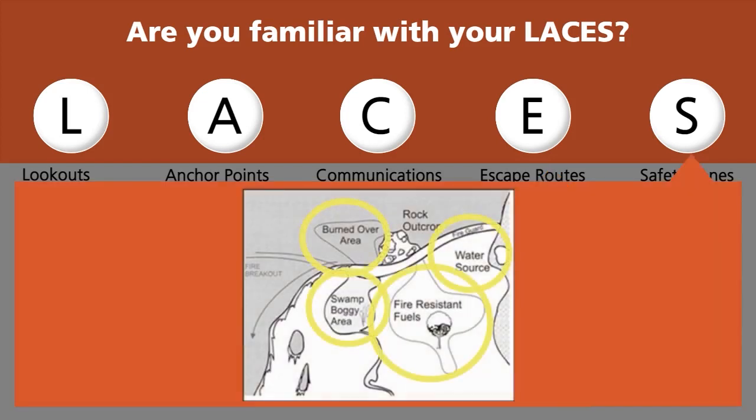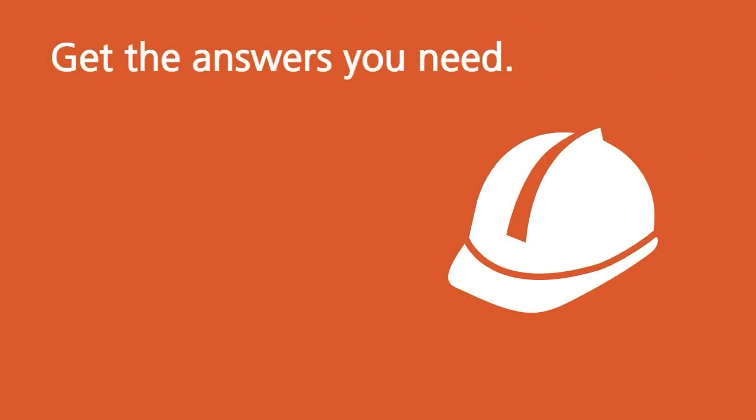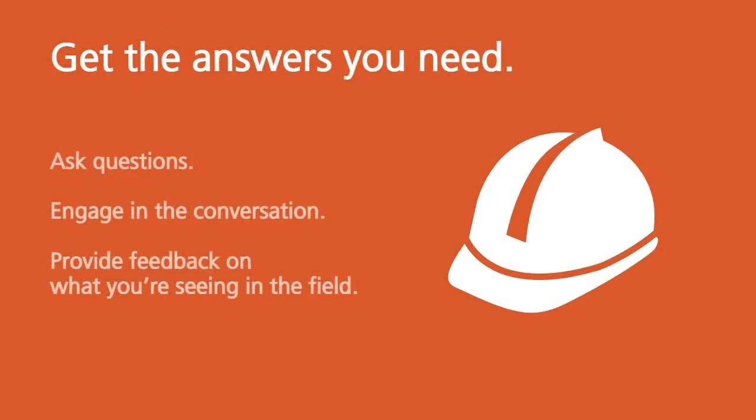S is for safety zone. A safety zone is an area fire line workers can retreat to that will provide protection from the fire. Safety zones can be burned areas, water sources, large rocky areas, or large areas of sparse or flame-resistant fuels. Safety zones must be assessed to make sure they are large enough and close enough to accommodate workers in the area.